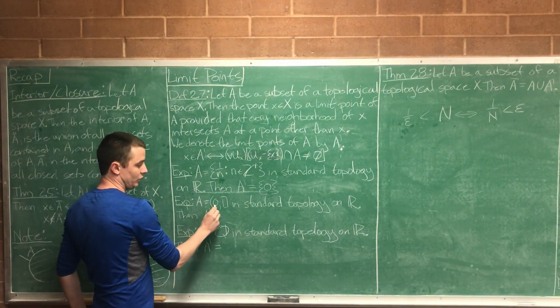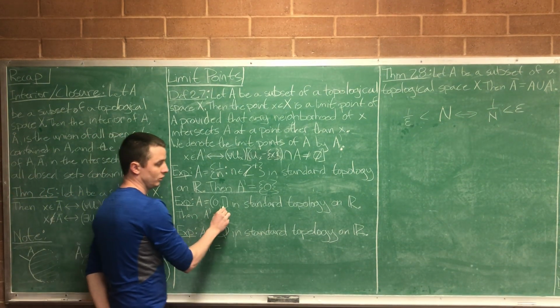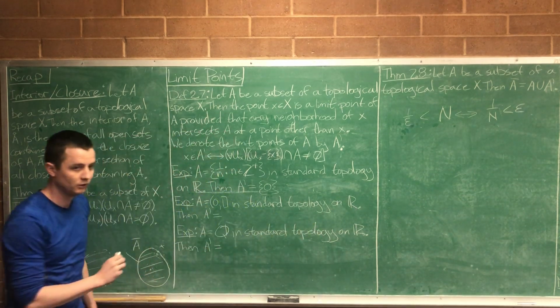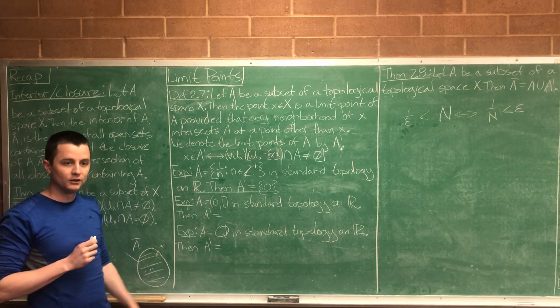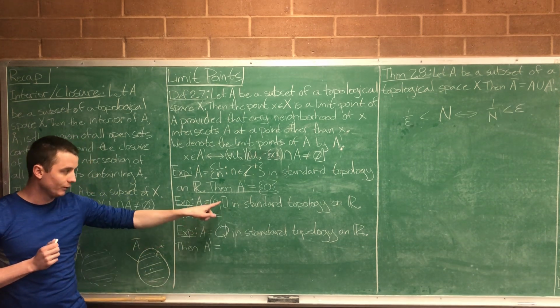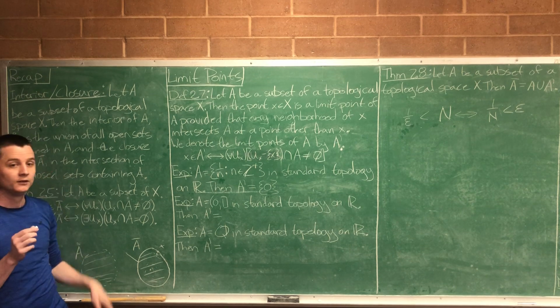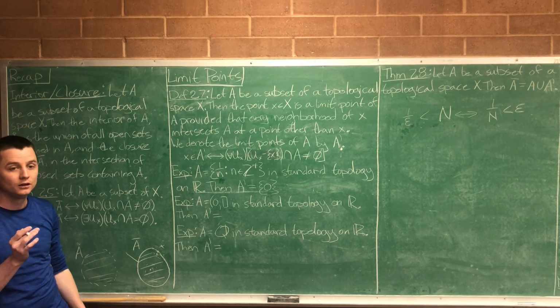Okay. Let's do another one. So let's look at the open interval 0 to 1 closed, standard topology on R. What are the limit points of this set? You understand what this set is? All the numbers greater than 0 and less than or equal to 1. Right?